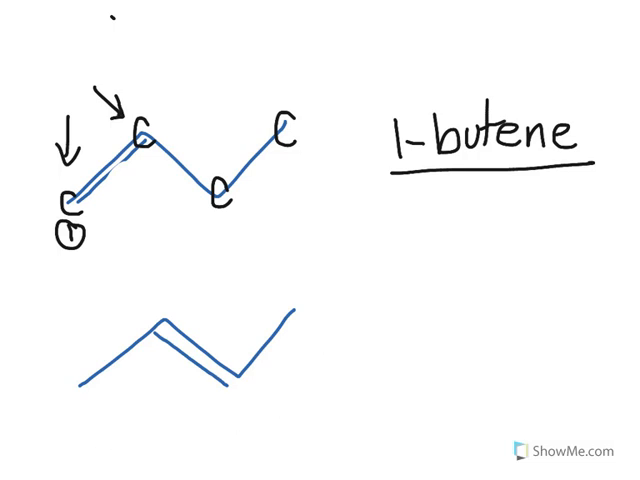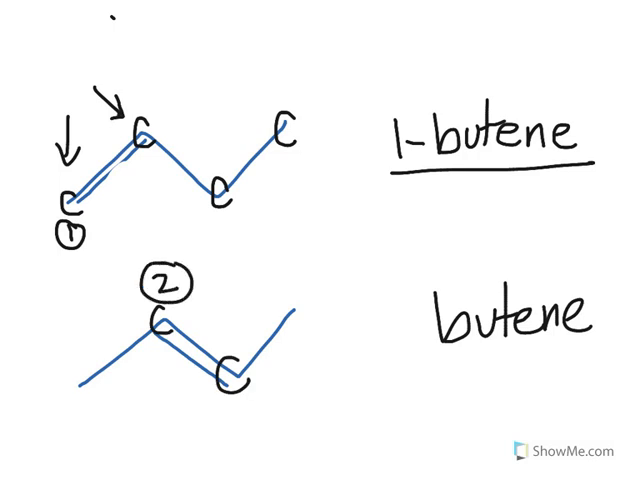But the difference is now that the double bond extends from the second to the third carbon. So this, again, is still butene. But since the carbon-carbon double bond right here starts at carbon number 2 on the chain, this is now called 2-butene. And the physical and chemical properties of 1 and 2-butene are very similar, but there are some differences with boiling point, melting point, and so forth.